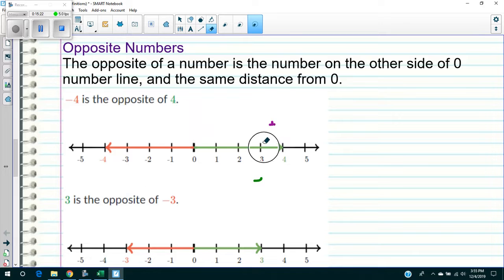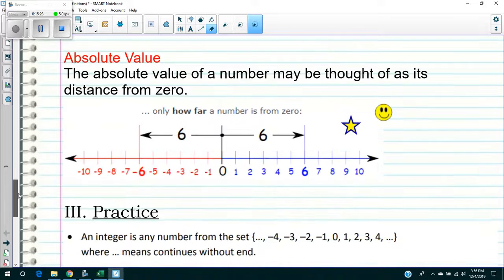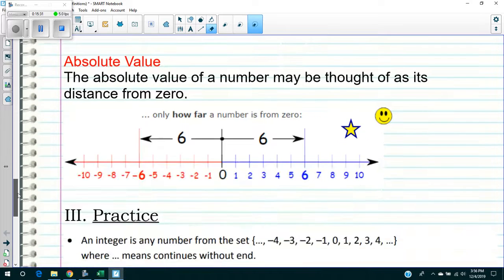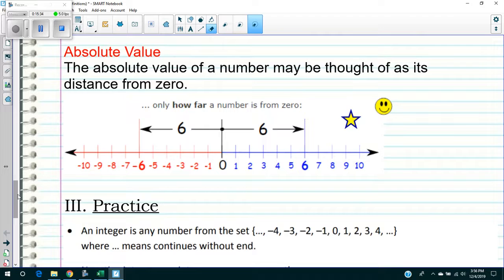Next concept. Absolute value. People get opposite numbers and absolute value confused all the time. By the way, feel free to pause if it helps you take notes, and rewind if you don't entirely understand what I'm saying. Absolute value is a little different from opposite. Absolute value is asking you, how far is this number? What's the distance of this number from 0?